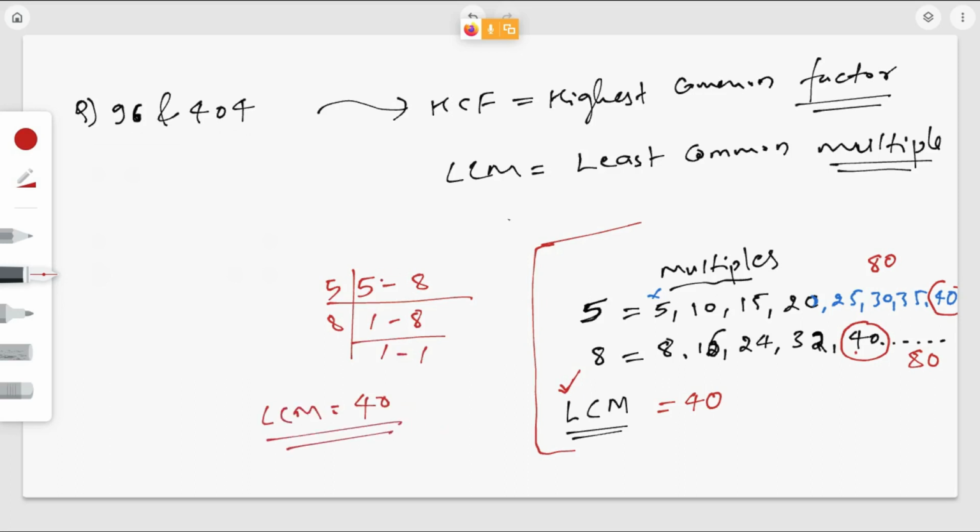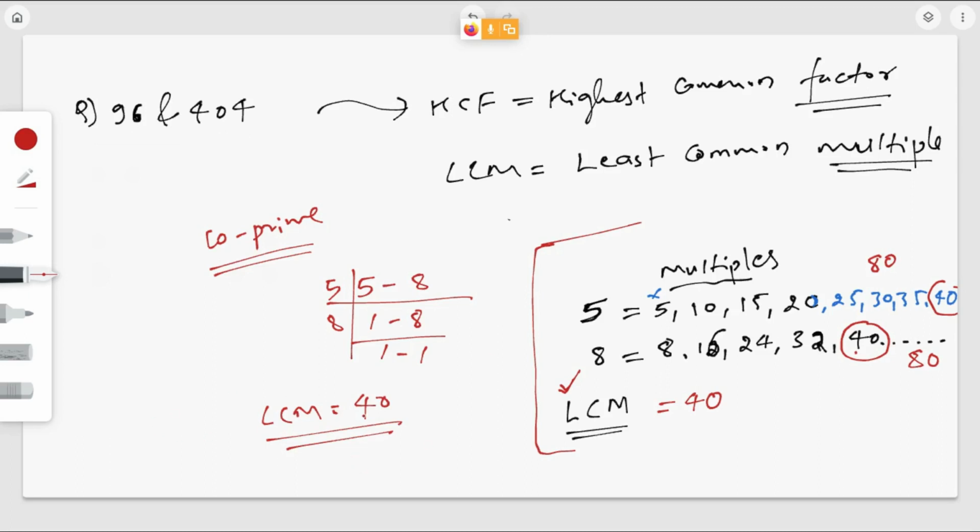If the given numbers are co-prime, you know what is co-prime? Co-prime numbers are numbers which have HCF 1, or which do not have a common factor. To find the LCM, just multiply them. The product of the given numbers will be your LCM. We use this LCM while solving fractions, right?